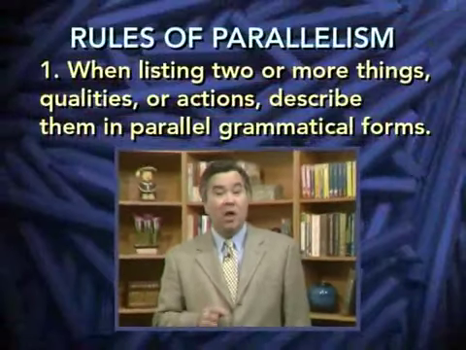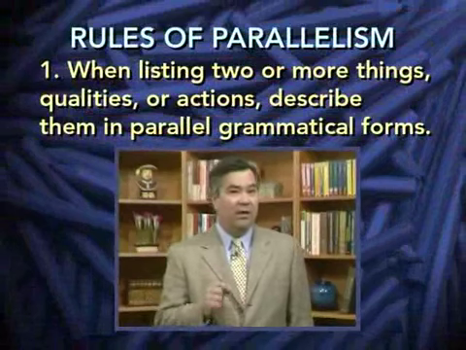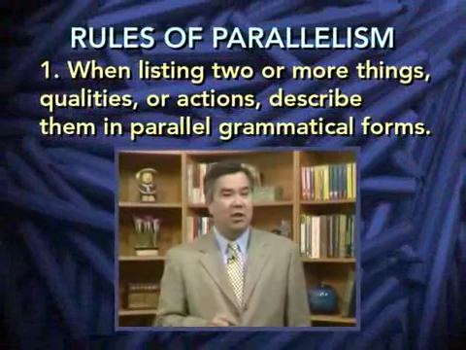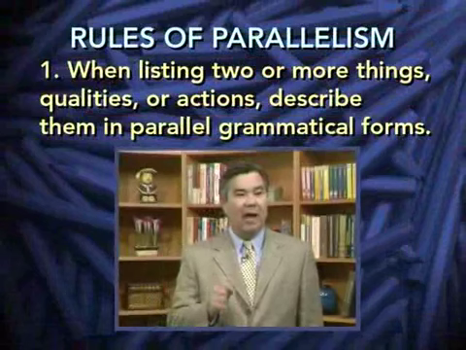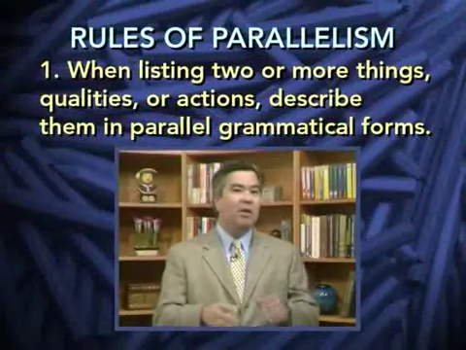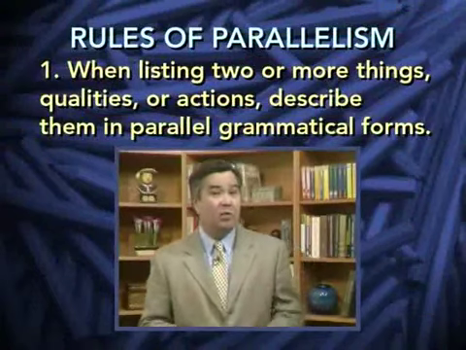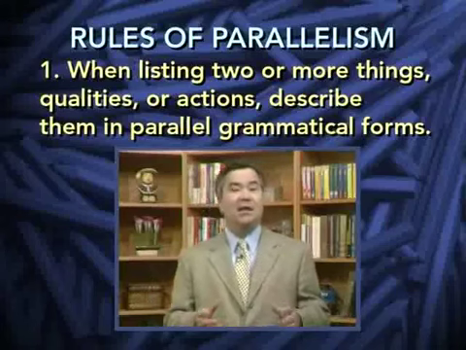Here's our first specific rule that will help you apply the principle of parallelism. When listing two or more things, qualities, or actions, describe them in parallel grammatical forms. One of the most common types of sentences that requires parallelism is one that contains a list. Very often when we're writing English, we have a need to list 3, 4, or 5 things in a particular sentence. And since all these items are on the same list, that means that they naturally have similar meanings.